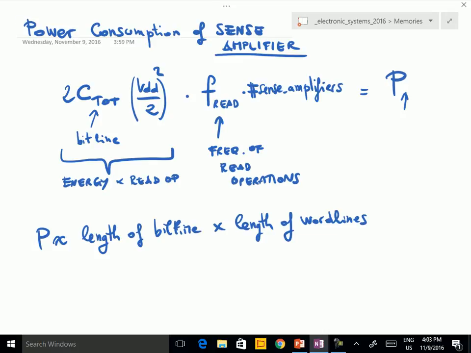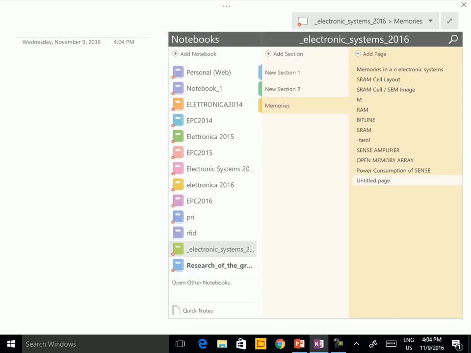And both of them are proportional to the size of the memory array. Okay? There is also an additional aspect, which is connected to the time required to activate the word line. Let me write here.